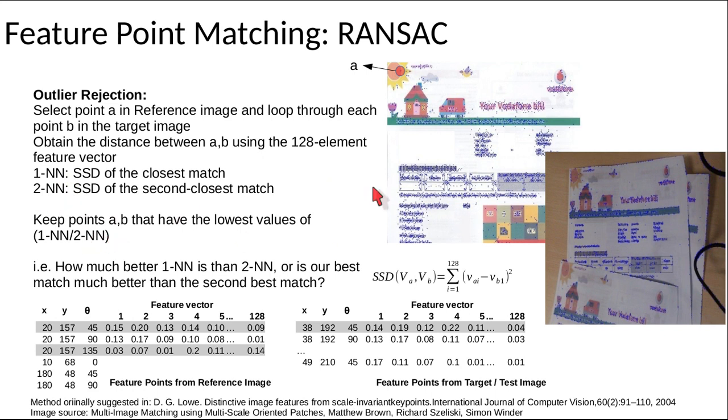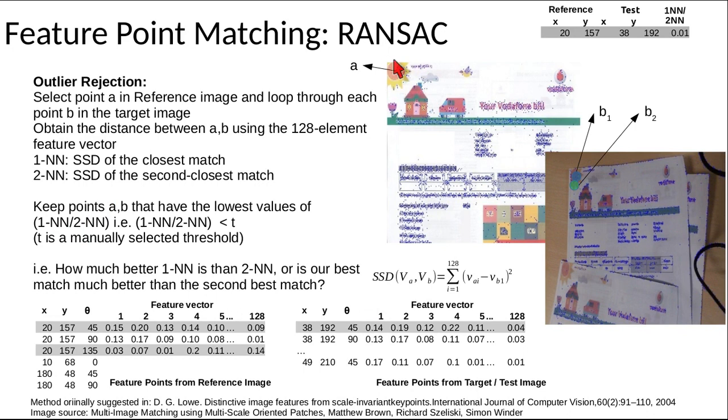After the 1nn and 2nn distances are computed for each point in the reference image, we retain those pairs of points that have a low value of the ratio 1nn divided by 2nn. For example, let's say this point was matched with all of these points, and we found that the closest match was with B1. So for instance, point A matched with B1 and gave you the distance 1nn. That means A and B1 were the closest in terms of the sum of squared distances. Similarly, if A and B2 had the second closest distance, that would be the 2nn distance. If the ratio of 1nn and 2nn is less than a certain threshold, then you retain the point A and B1. For instance, the coordinate of A, which is 20,157, and the coordinate of B1, which is 38,192, has been added to this table, and their ratio of 1nn by 2nn is also added to the table.